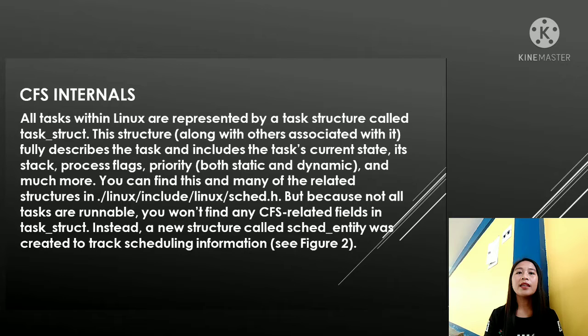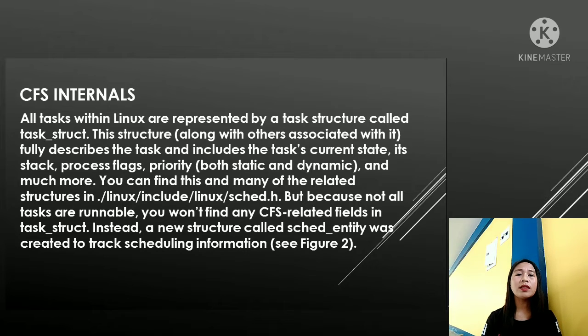Next is CFS internals. All tasks within Linux are represented by a task structure called task_struct. This structure, along with others associated with it, fully describes the task and includes the task's current state, its stack, process flags, priority, both static and dynamic, and much more. You can find this and many of the related structures in linux/sched.h.